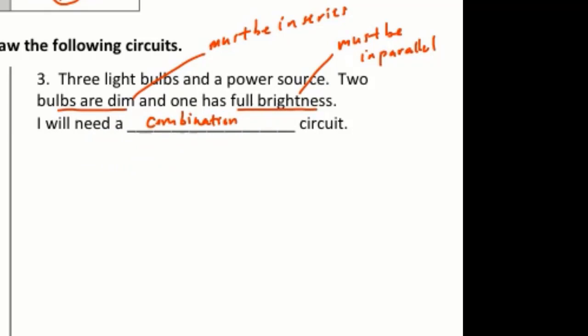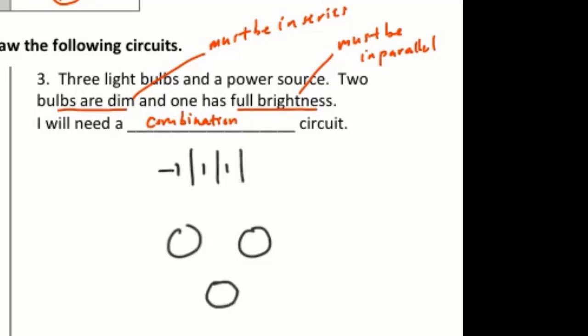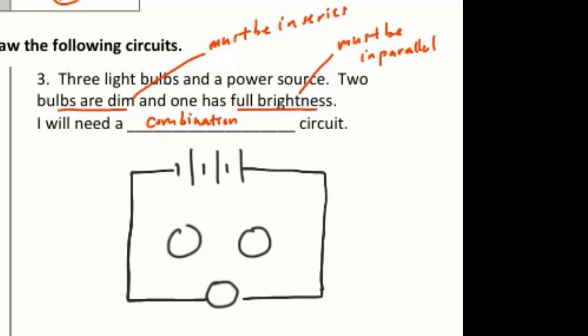Let's draw this one. So we need a power source. Let's make it a triple cell just for fun. 1, 2, 3. 2 are dim, so I know that they are in a shared pathway. And 1 is full brightness, so it must be in its own pathway. It doesn't say anything about a switch, so I'm not going to worry about it. I always go to the outside one first when I'm drawing these lines. That way I don't have to worry about lines being broken.